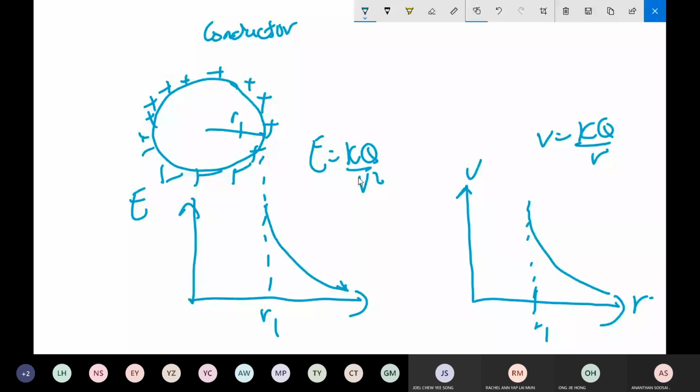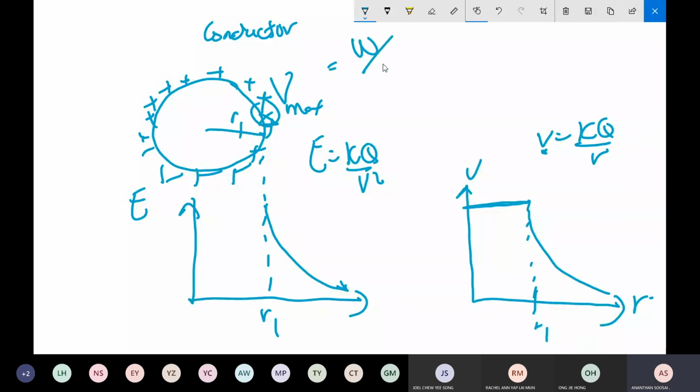Now inside the sphere, the potential is constant. Okay, inside the sphere, what is the potential? Potential at the surface is the maximum. What does potential mean? Electric potential. Can anyone recall what electric potential means?